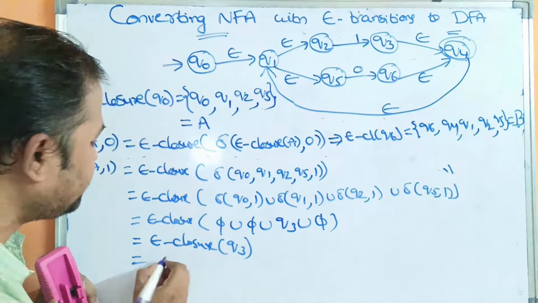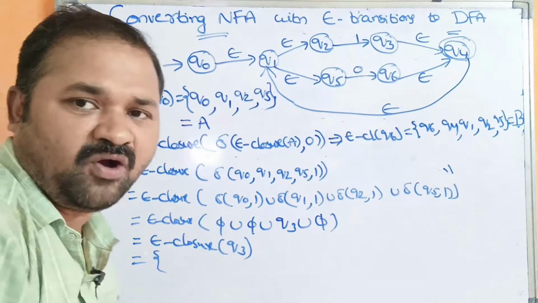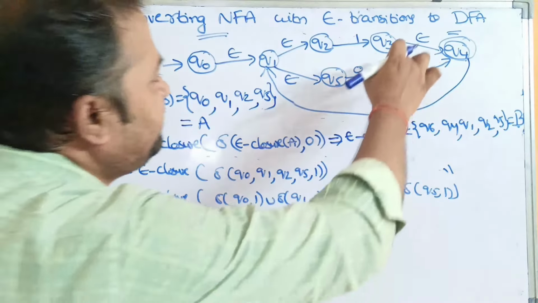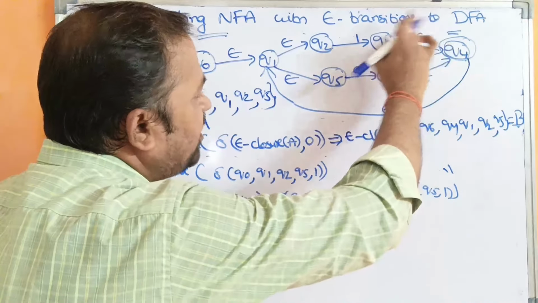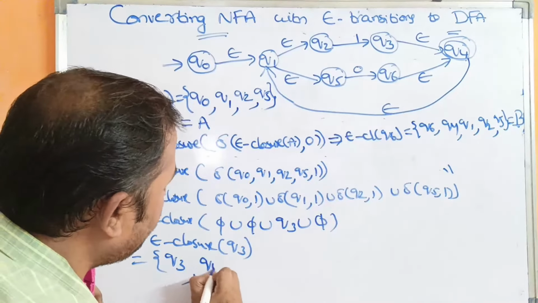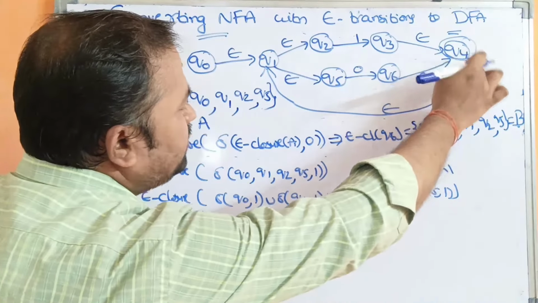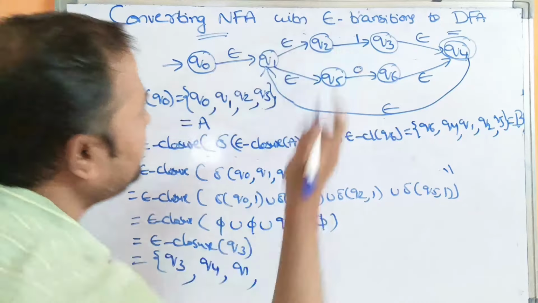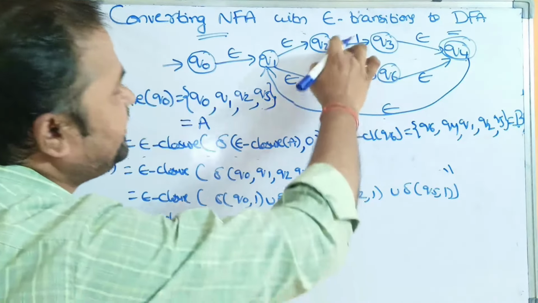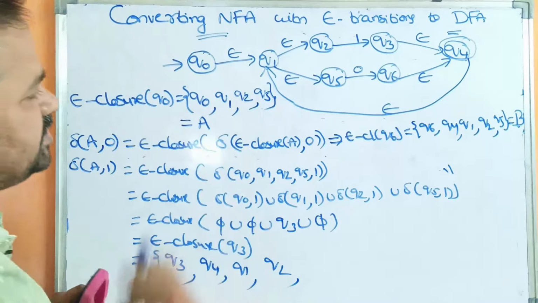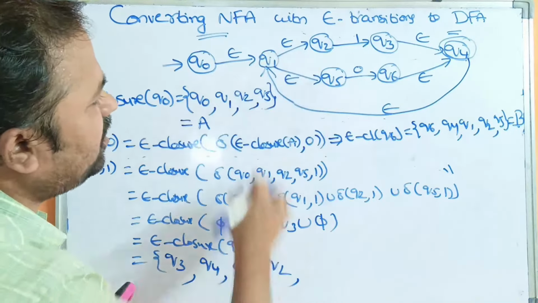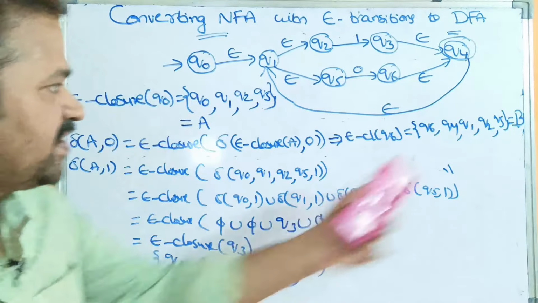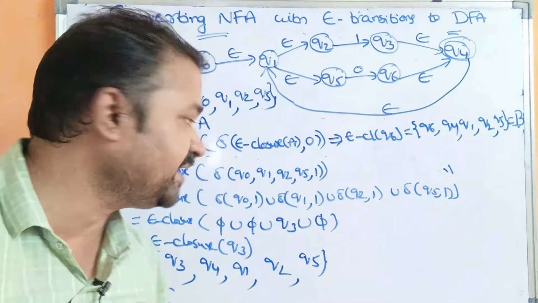Now let us calculate epsilon closure of Q3. Epsilon closure of any state is first that state itself. So epsilon closure of Q3 means Q3. If we apply epsilon on Q3, we will get Q4. Again, if we apply epsilon on Q4, we will get Q1. If we apply epsilon on Q1, we will get Q2. Next, there is no epsilon transition on Q2 state. So come back. If we apply epsilon on Q1, we will get Q5 state. So let us assume the state as C, because A and B are already taken.